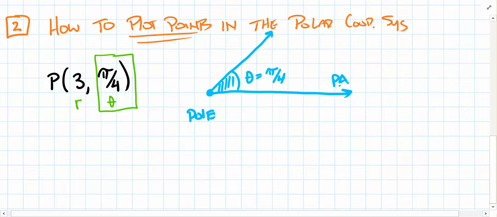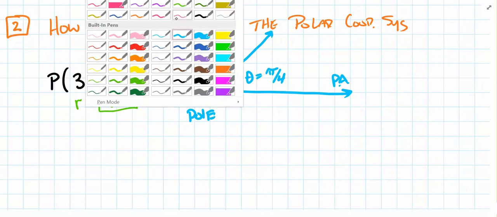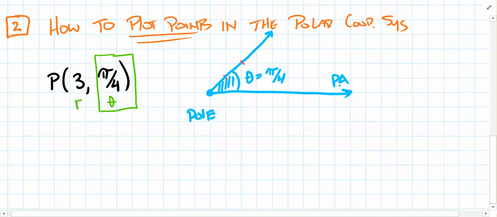Then, from the pole, I go out a distance of, excuse me, not pi over 4, a distance of 3 on the terminal side of theta. So I would count out 3 units. I'll call that 1, I'll call that 2, I'll call that 3. So right here would be the point P, located at 3 comma pi over 4. So that was how you would graph it, put it in the pole.